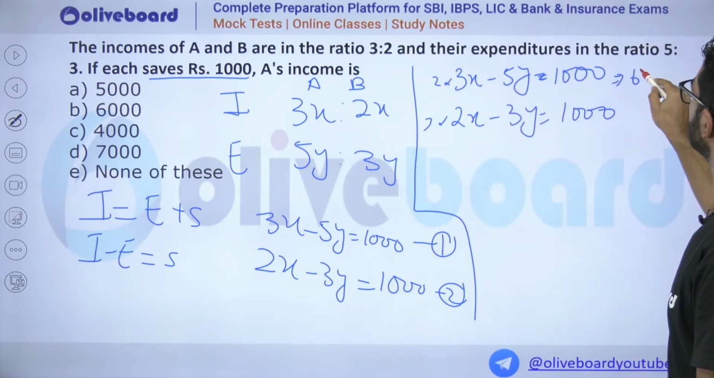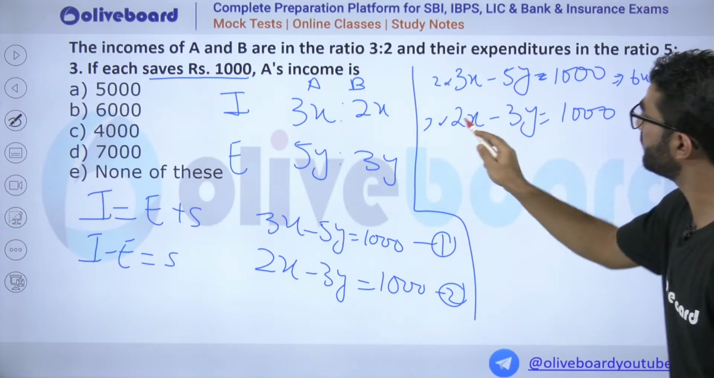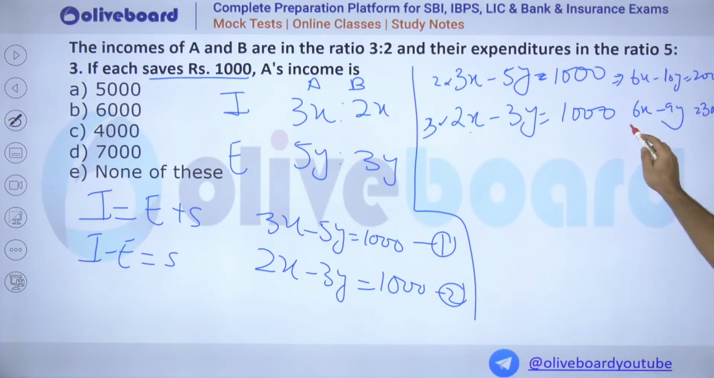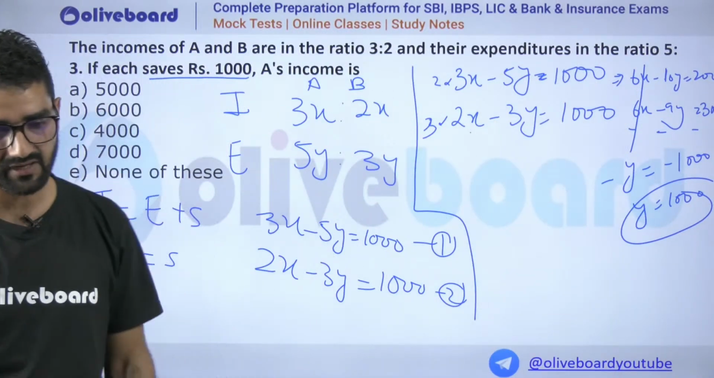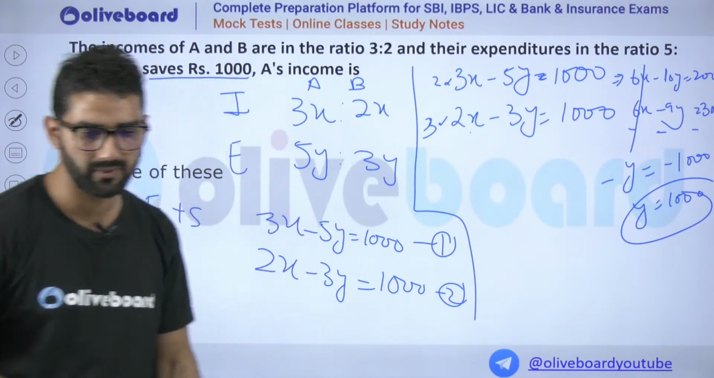If I multiply, it will be 6x minus 10y, which is 2000. If I multiply the other equation with 3, it will be 6x minus 9y, which is 3000. Now I will subtract these equations. The 6x will cancel, and it will be minus y equals minus 1000. So the value of y is 1000.